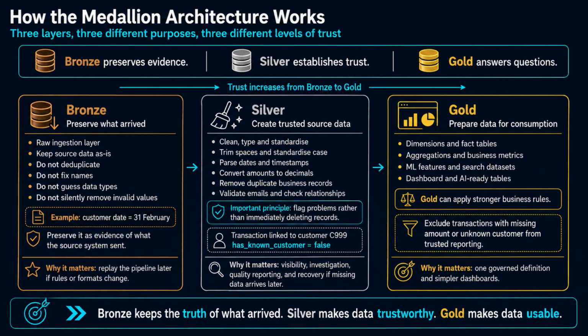Gold: prepare data for consumption. Gold is where the data becomes ready for a specific business purpose. This layer may contain dimensions, fact tables, aggregations, business metrics, features for machine learning, search capabilities, or datasets designed specifically for dashboards and AI tools. Gold is allowed to make stronger decisions.